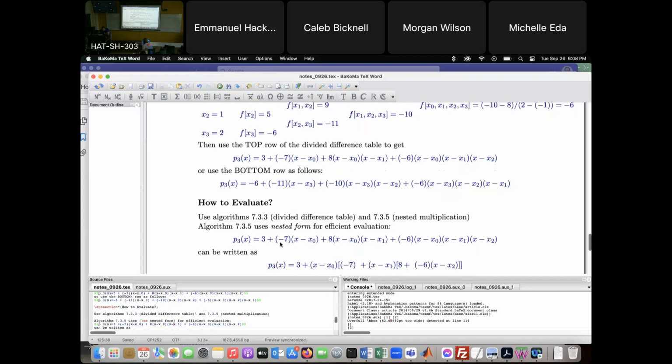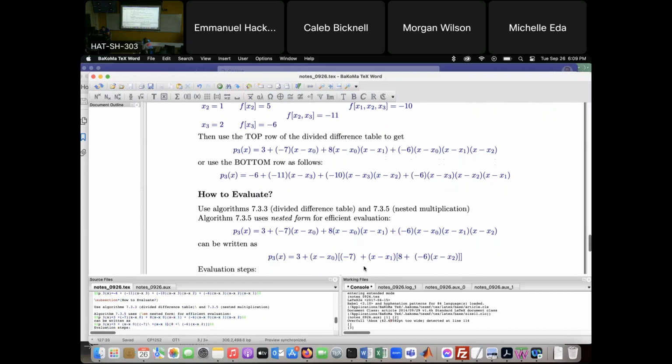Then, I have what's left, I have minus 7, and then these two terms not only share x minus x naught, they share x minus x1 too. So I factor that out. So what I have is, this is written in what's called nested form.